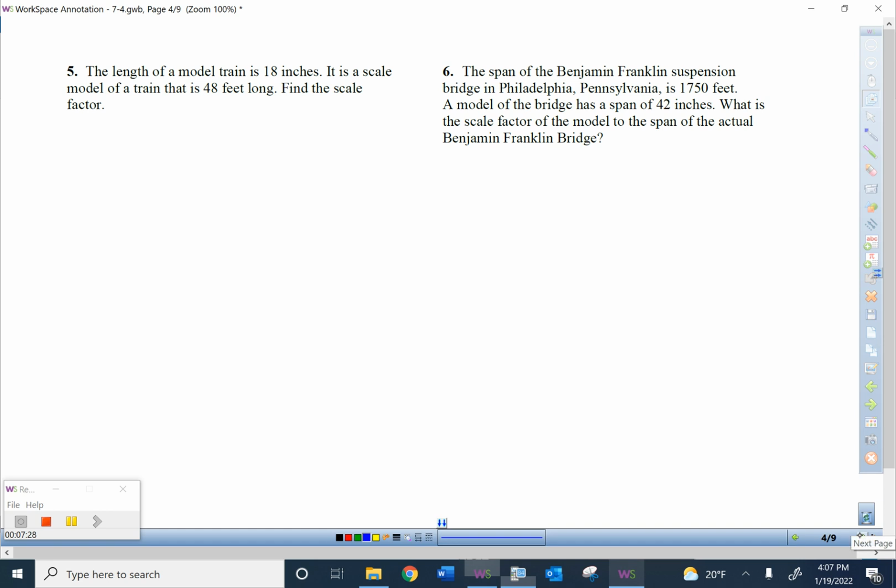All right, next one. Again, it's just asking for the scale here. It says the length of our model train is 18 inches, and it's a scale model of a train. So we're doing model over actual every time. So 18 inches over 48 feet. Watch your labels. The scale, you just write what you see, you reduce. Okay, so a 6 goes into both of these. 3 inches on the top, 8 feet on the bottom, and that's it.